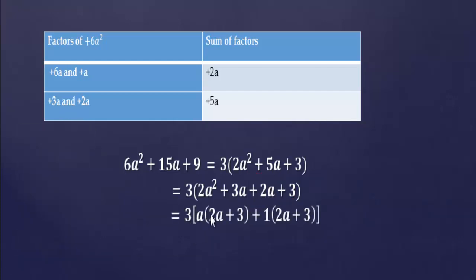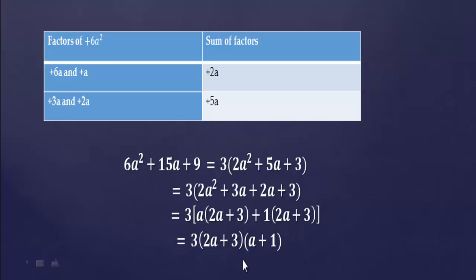That will be 3, and then a open bracket 2a plus 3, then plus 1 open bracket 2a plus 3. You can now see that 2a plus 3 are common here. You write 2a plus 3 out, and a plus 1 you write out. Are you getting it now? This is now going to be 3, which is outside the bracket already, 2a plus 3 close the bracket, and a plus 1. You know it's a plus 1, not 3 plus 1.